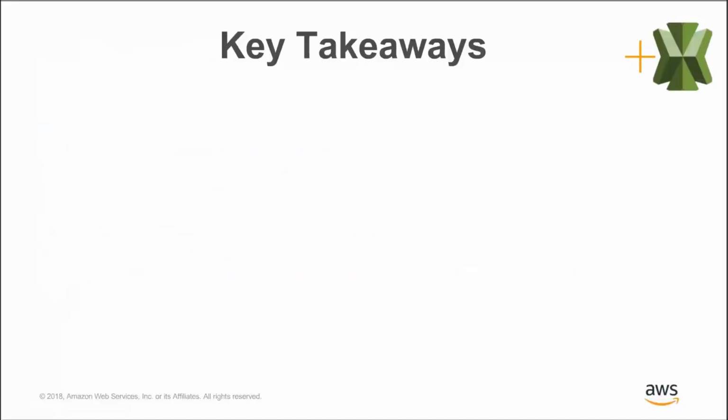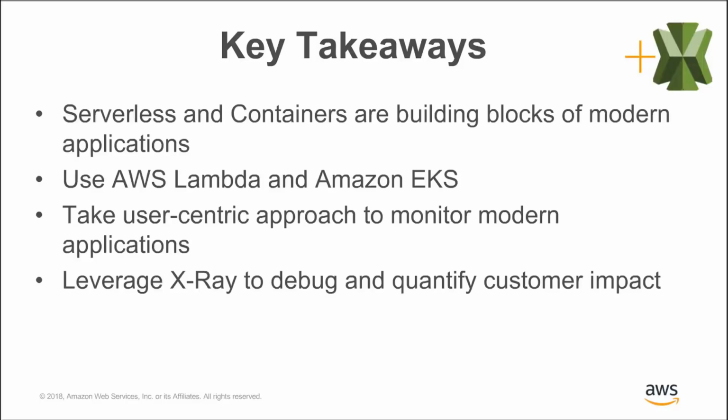I want to start summarizing here now. So what are the key takeaways? The key point that we are trying to highlight is that, first of all, serverless and containers are the building blocks of modern applications. They truly encourage how microservices-based applications can be built. They truly make you think in those terms. They have those primitives available for you. You can use AWS Lambda for your serverless architecture very easily. You can use Amazon EKS for your container architecture as well.